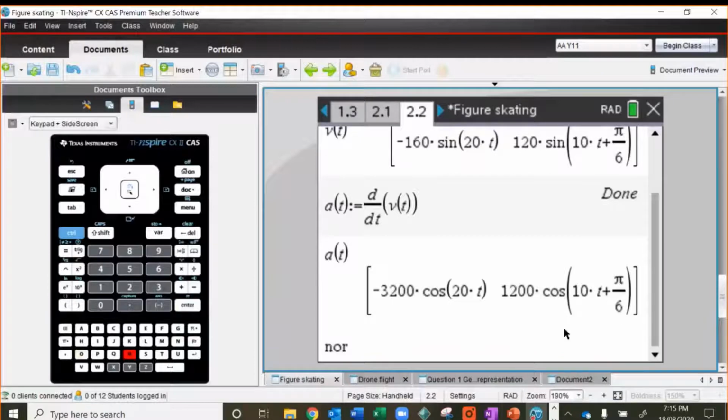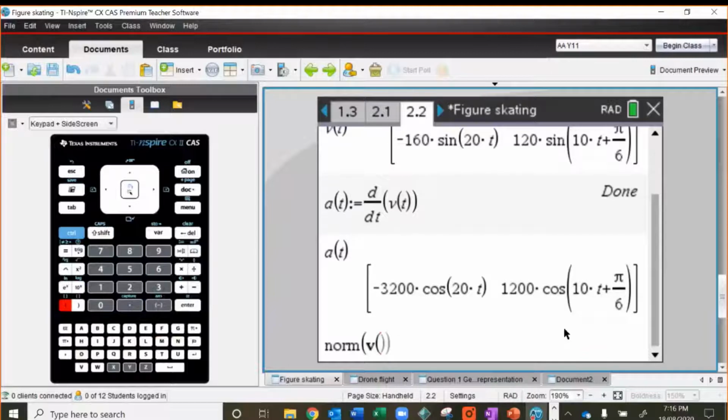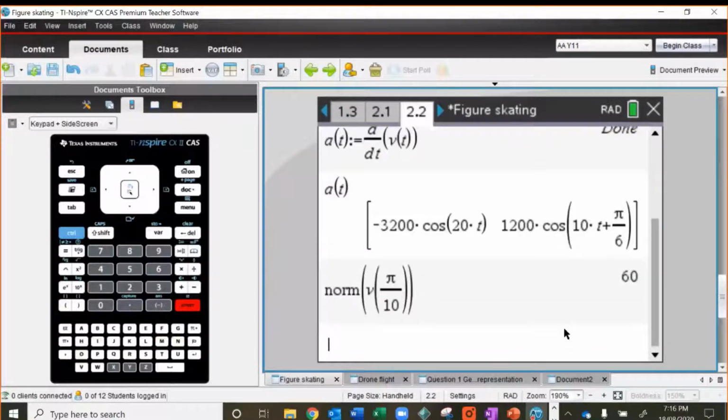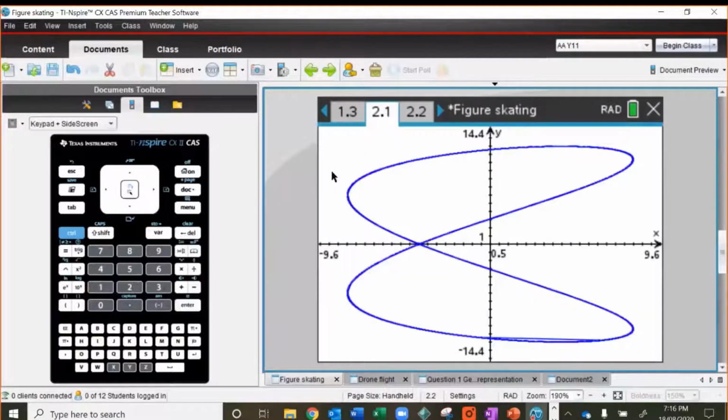So what I can do, I can find the norm of v, and I just put in pi on 10, and that tells me that the speed after this time is 60. The last part says find the times in one full cycle when she completes an 8 at which velocity is perpendicular to the acceleration. So of course we need to now think what is the full cycle.